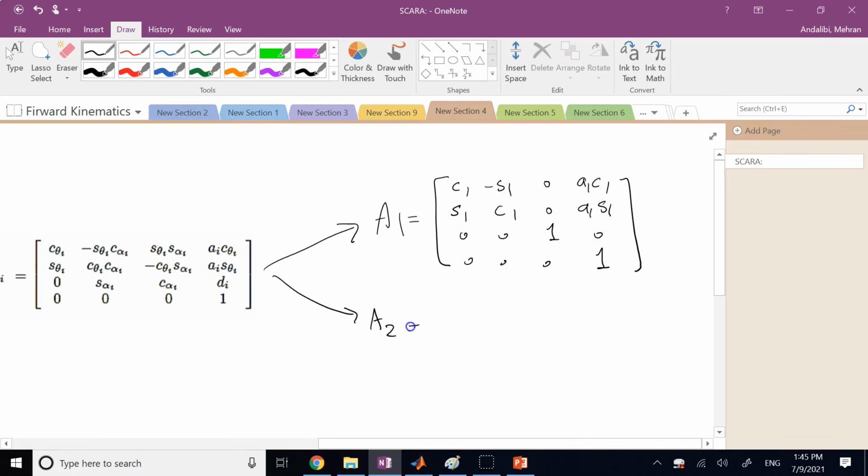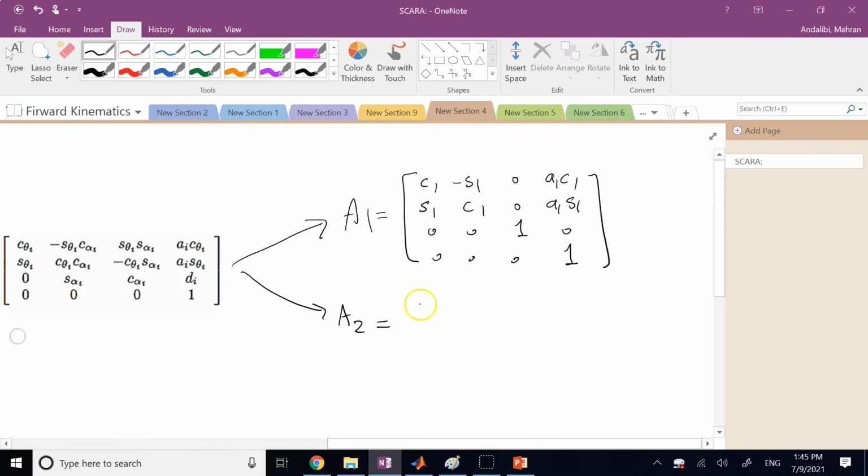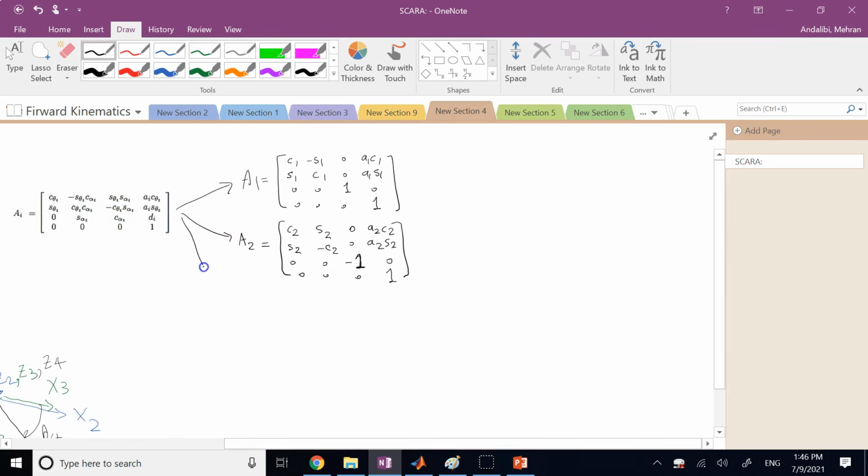Then we go and look at the second row. So we pick the parameters of the second row here. That will give me my A2 matrix, which looks a little bit different, maybe or maybe not. Yes, it is. Why? Because of that twist angle of pi. So it is going to be C2, S2, 0, S2, negative C2, 0, 0, 0, negative 1, 0, 0, 0, 1, A2 C2, A2 S2, and 0. Okay, and I'll discuss them one by one.